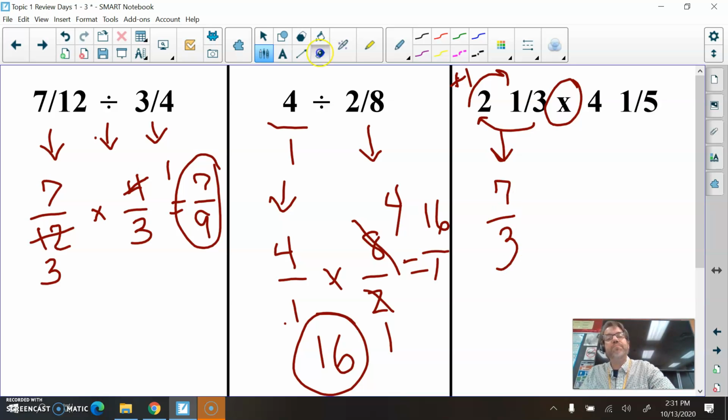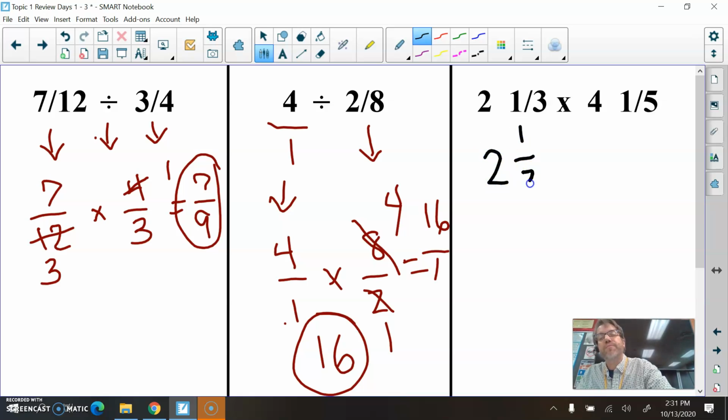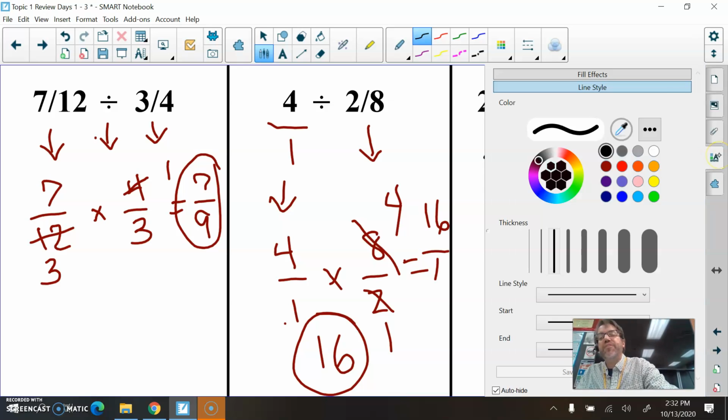You know what? That might be a little bit confusing for some of you. The fact that I did not rewrite those mixed numbers. So let me rewrite the mixed number so it looks a little better. 2 1/3. Does that look better? 2 1/3 with the horizontal fraction bar? I think so. Now again, this isn't 21 over 3. Notice the space between the 2 and the 1 here. Times, and then here I have 4 1/5. Okay?